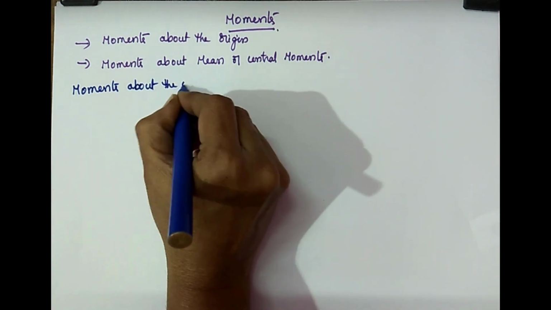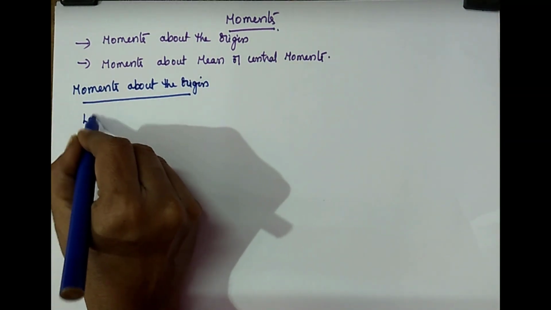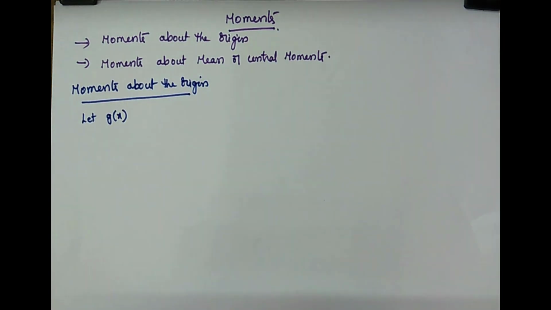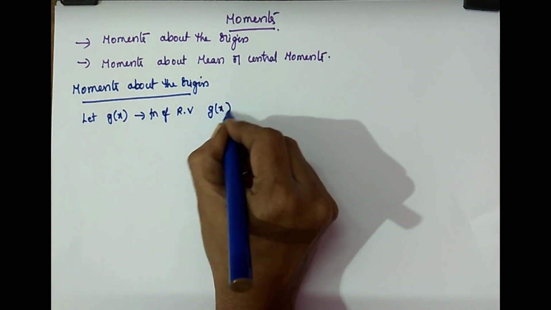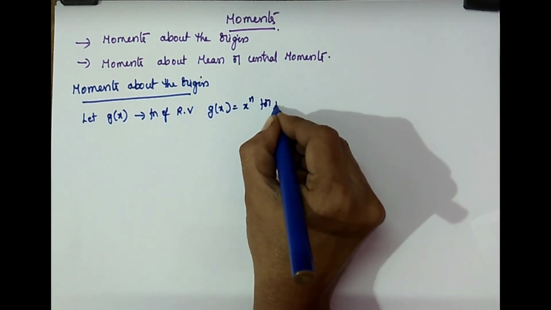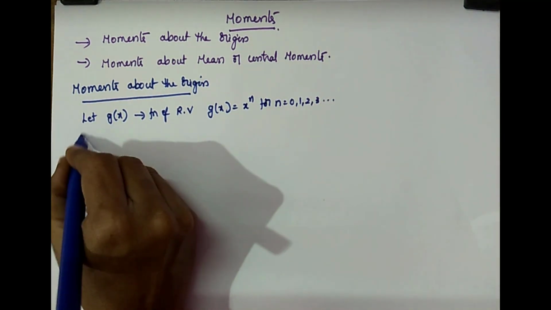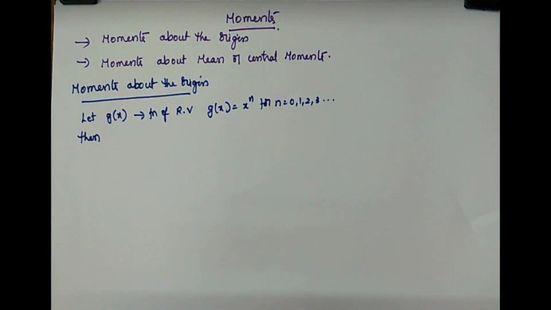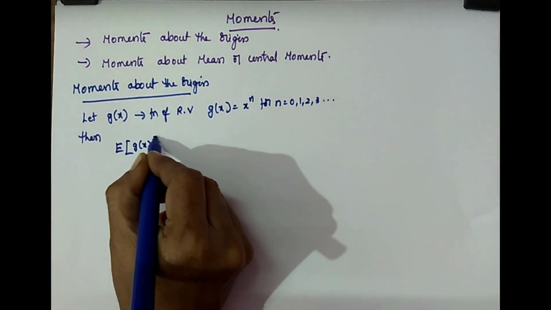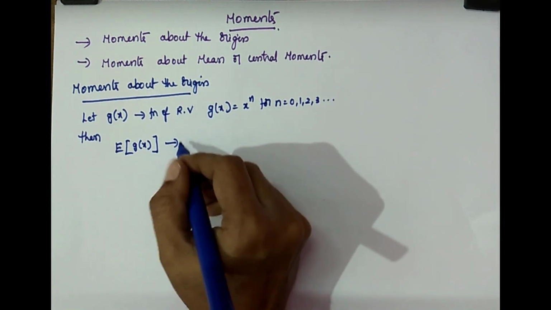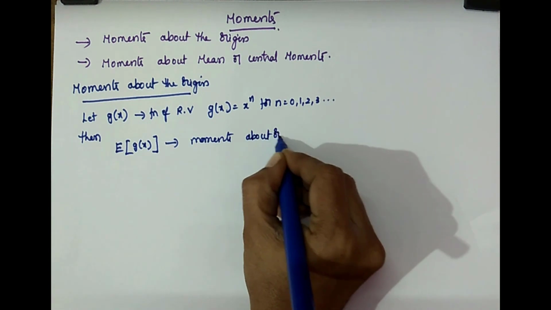Moments about origin. Okay. So now let g of x, the function of the random variable, be such that g of x is equal to x power n, for n is 0, 1, 2, 3, etc. Then the expected value of the function g of x, E of g of x, is called moments about origin.